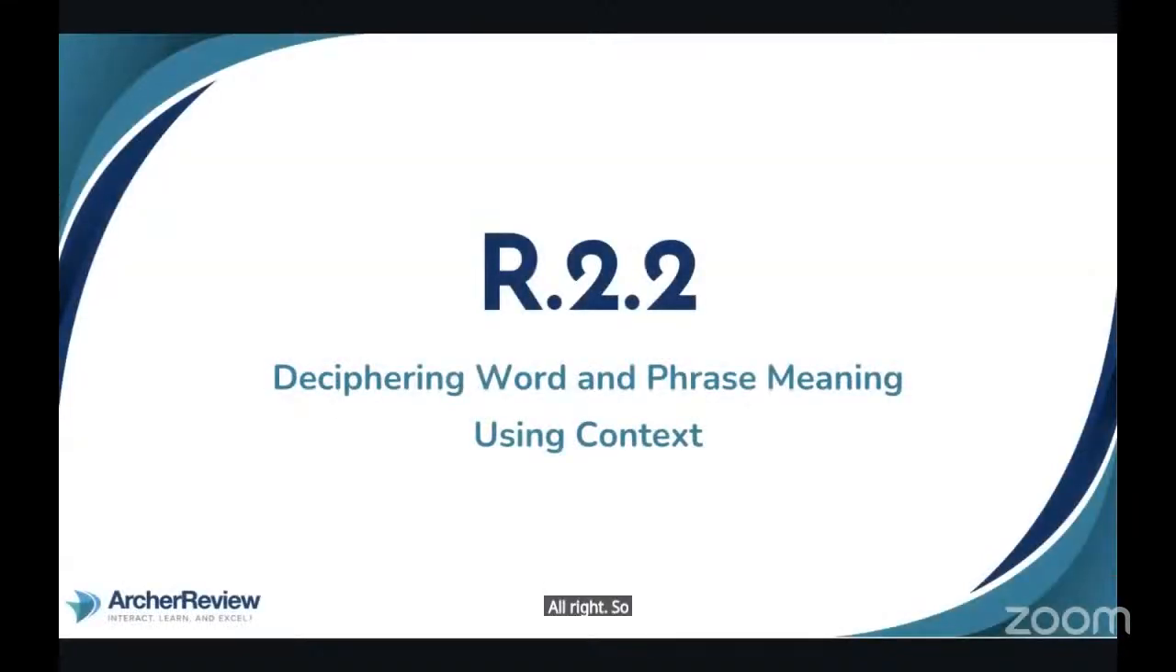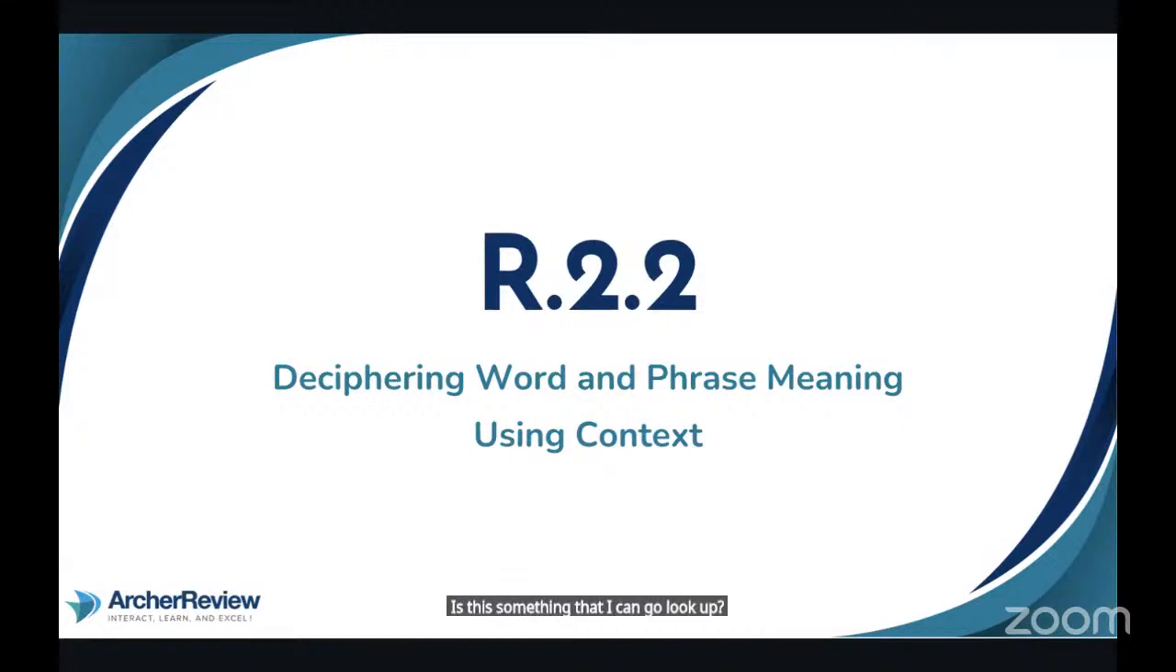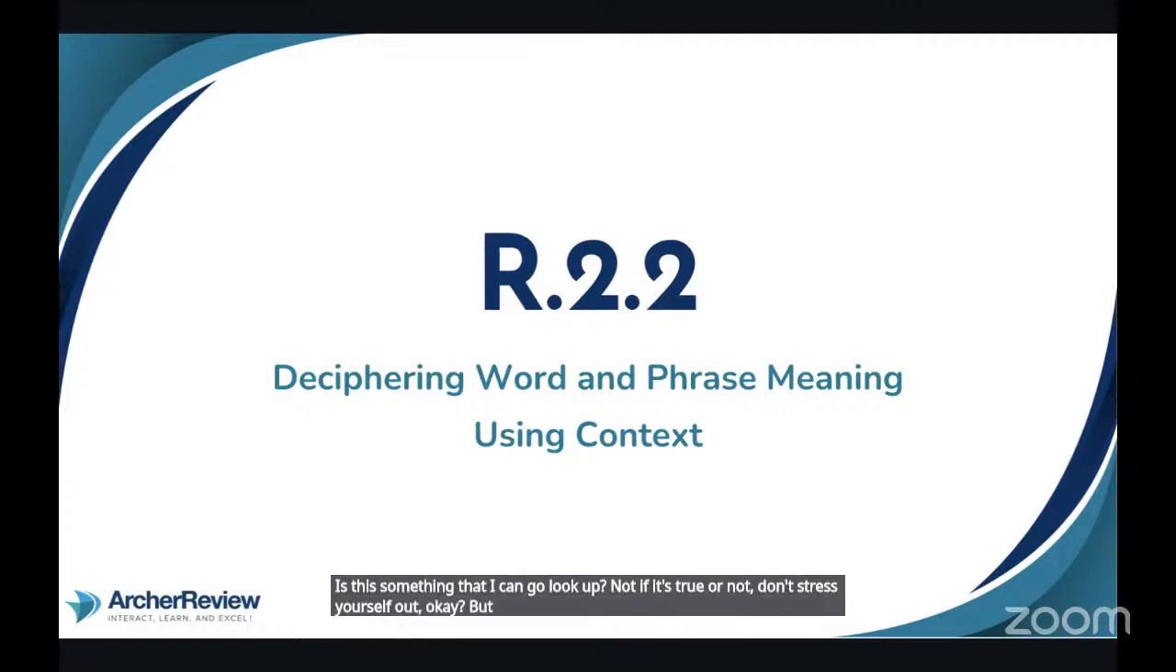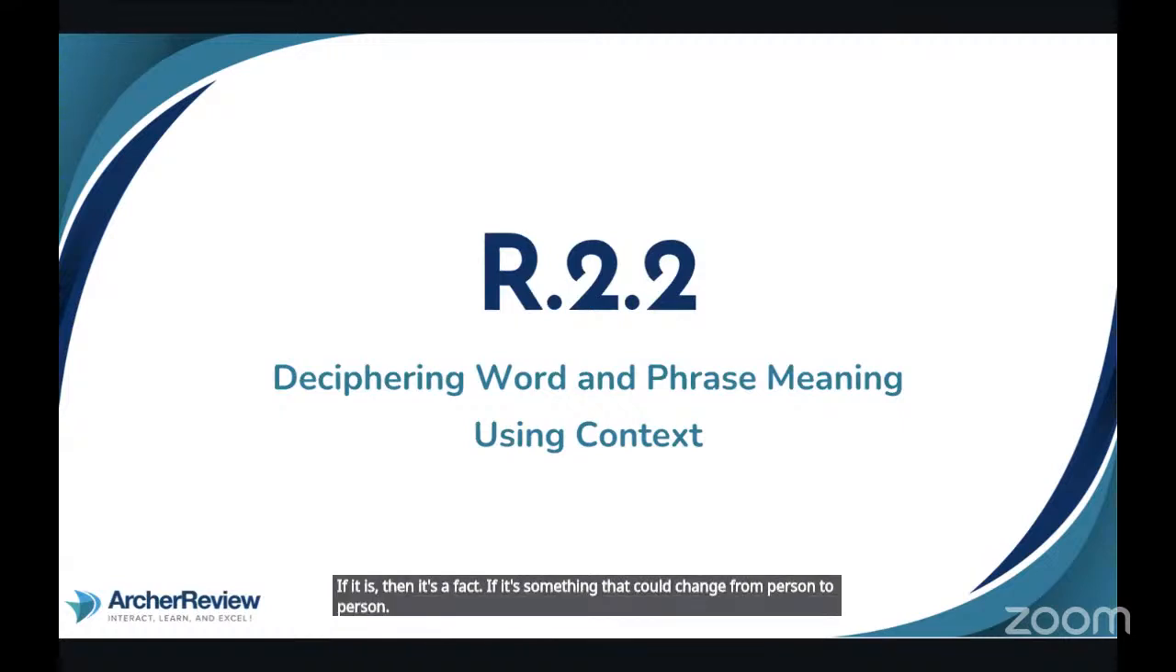All right. So that's fact versus opinion. So the big takeaway there, and I think many of you are starting to get the hang of it, is ask yourself, is this something that I can go look up? Not if it's true or not. Don't stress yourself out. Okay. But can I go look this up? If it is, then it's a fact. If it's something that could change from person to person, then you're looking at an opinion.